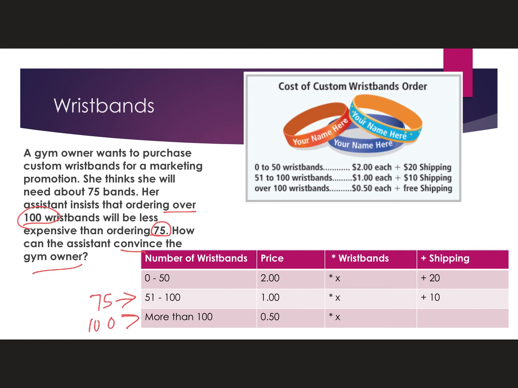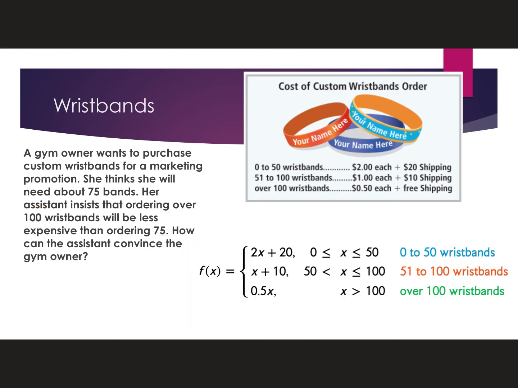We can write this whole thing as a piecewise function. The piecewise function would look like this. So we can see that this is our price, $2 each plus $20 shipping if we order between 0 to 50. It's 1x, we just don't write the 1, plus $10 shipping if we order between 50 and 100. If we order over 100, it's going to be 0.5x.